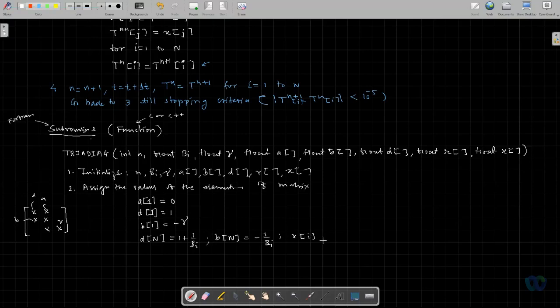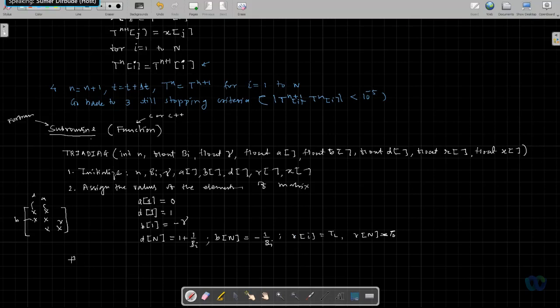Ri is equal to TL Rn. So everything you have to specify, all the values needed, that has to be specified.